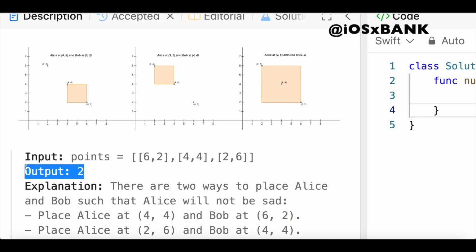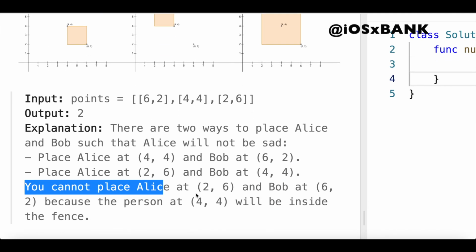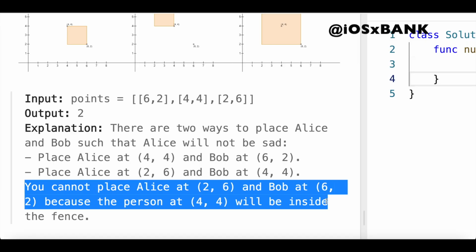So our output is 2. These are our two choices, our two outputs that we can choose from right here, which place Alice at 4-4 and Bob at 6-2, or place Alice at 2-6 and Bob at 4-4. Now, this is an example right here where it doesn't work, right? Because it says right here, you cannot place Alice at 2-6 and Bob at 6-2 because the person at 4-4 will be inside the fence.